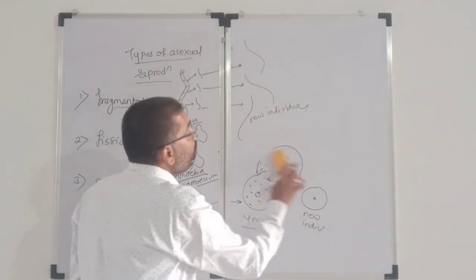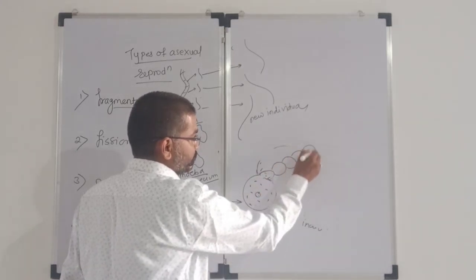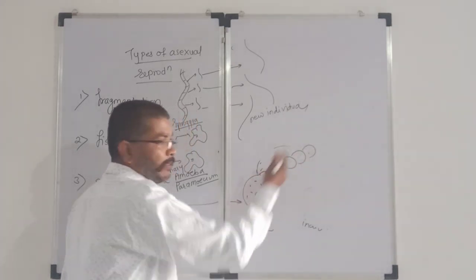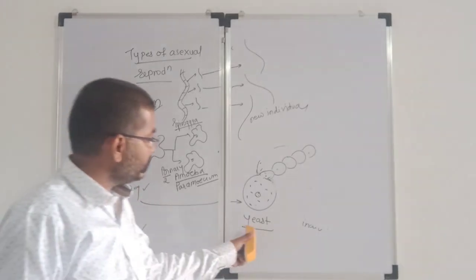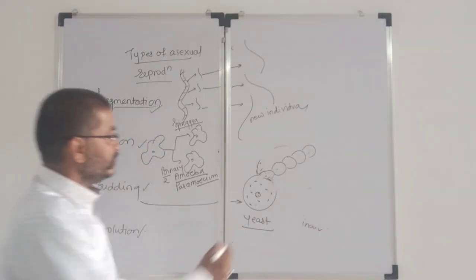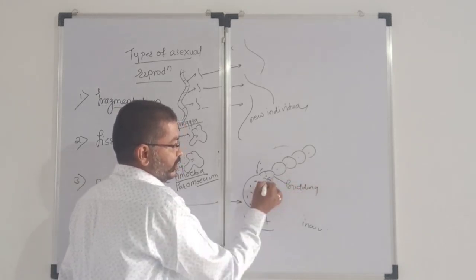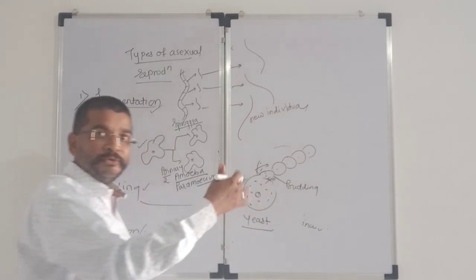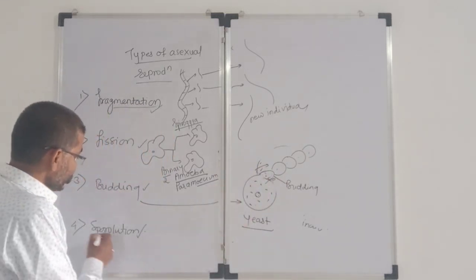So finally, so many new individuals are produced in a chain on a unicellular fungi. So this is called as what? Budding. So these buds continuously add new individuals in the surrounding environment. Last one, what is it?